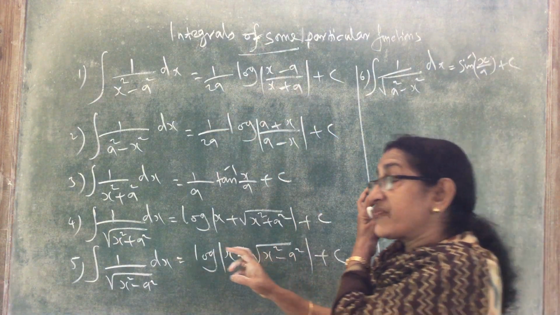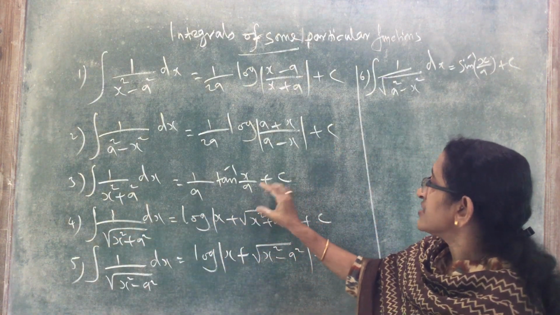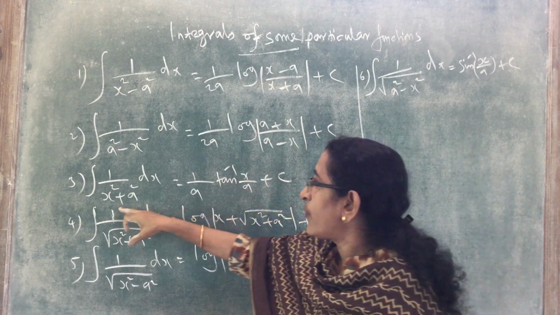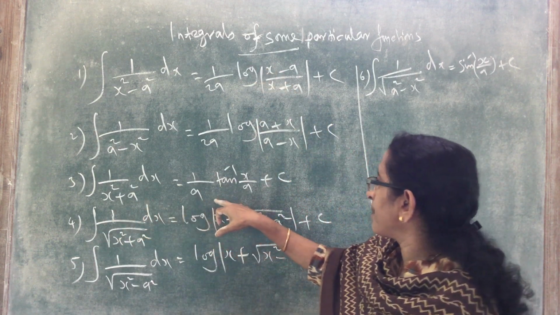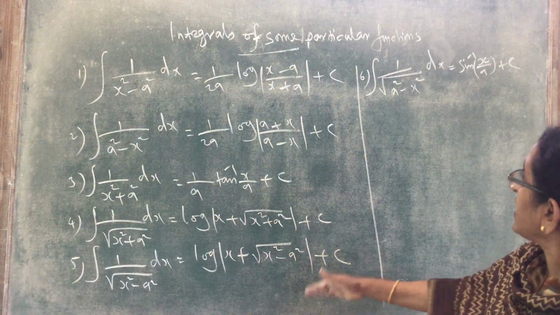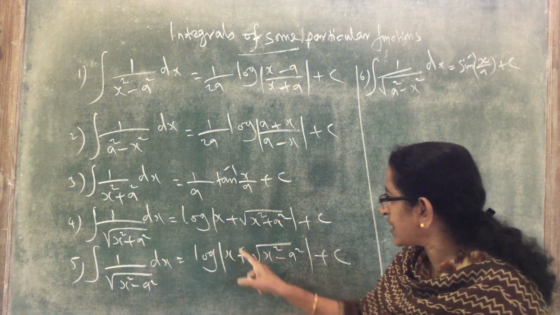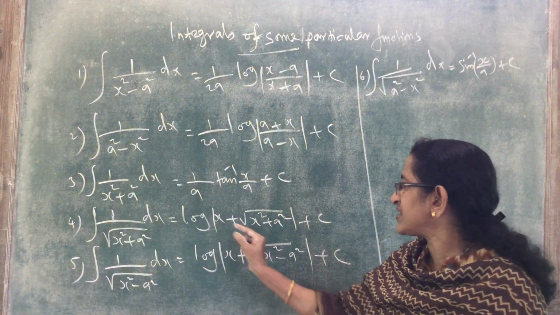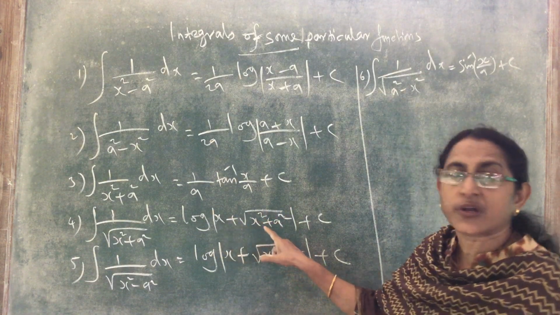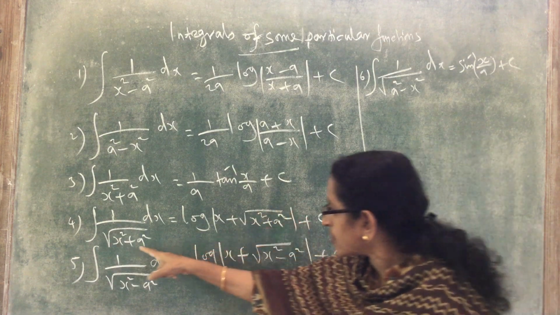Then if it is plus, 1 by (x² + a²), that is 1 by a tan inverse x by a. So that is different from these two. You have to study this formula. Then the next three have a root in the denominator, and two of these are of the same type. See, both start with log x plus. The question has root of x² + a², and that is what we write here.